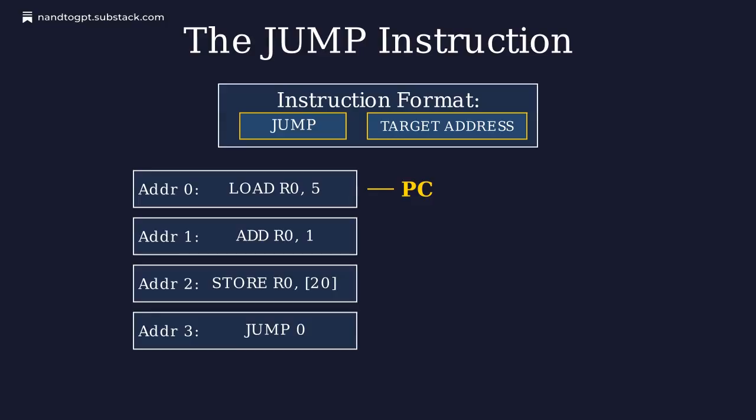Watch what happens. The PC goes 0, 1, 2, 3, then back to 0. Then 1, 2, 3, 0 again. We just created an infinite loop. The program runs forever. But an infinite loop isn't very useful. We need to jump conditionally.